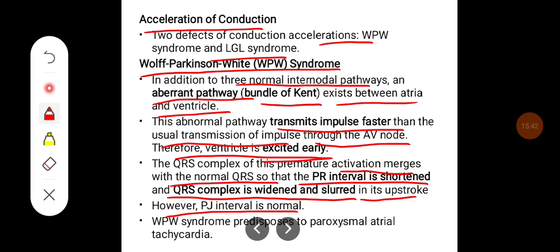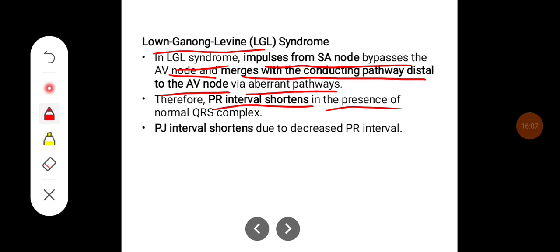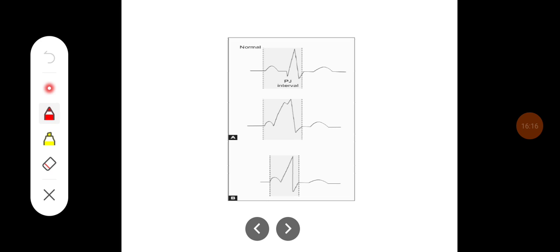The WPW syndrome predisposes to paroxysmal atrial tachycardia. LGL or Lown-Ganong-Levine syndrome. So in LGL syndrome, impulses from the SA node bypass the AV node and merge with the conducting pathway distal to the AV node via aberrant pathways. Therefore, the PR interval shortens in the presence of a normal QRS complex. The PJ interval shortens due to the decreased PR interval. So here you can see this is Wolff-Parkinson-White syndrome and this is LGL syndrome.